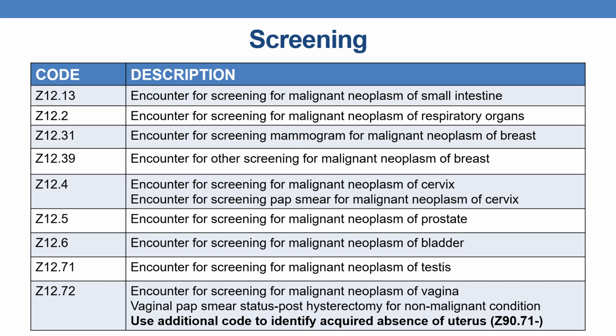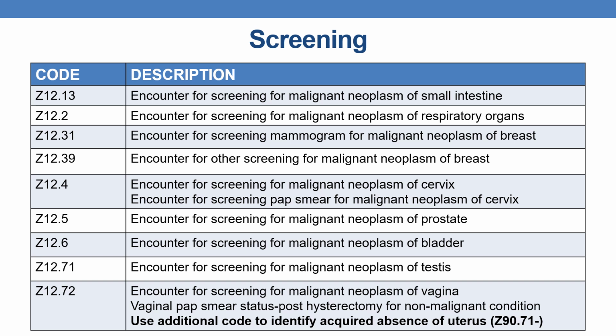Next code is Z12.4, encounter for screening for malignant neoplasm of cervix or encounter for screening pap smear for malignant neoplasm of cervix. Next code is Z12.5, encounter for screening for malignant neoplasm of prostate. Next is Z12.6, encounter for screening for malignant neoplasm of bladder. The next is Z12.71, encounter for screening for malignant neoplasm of testis.